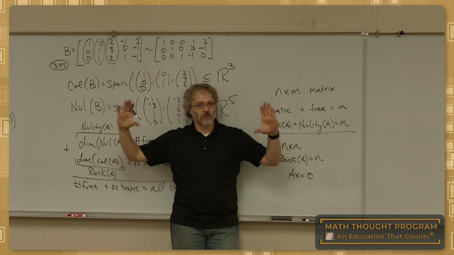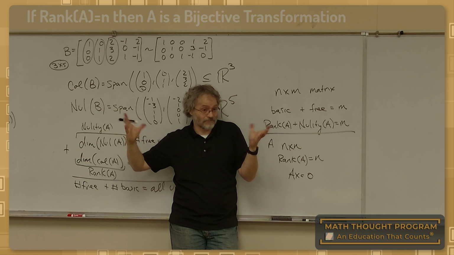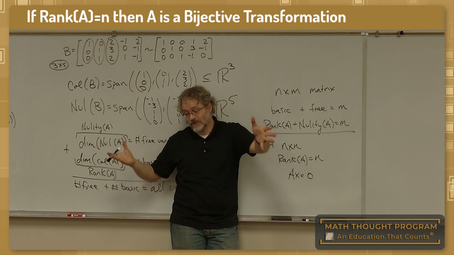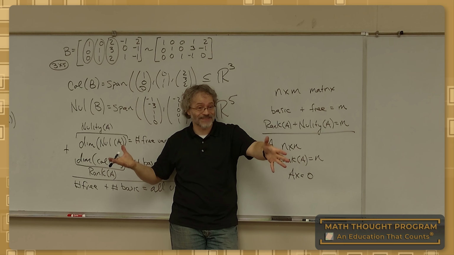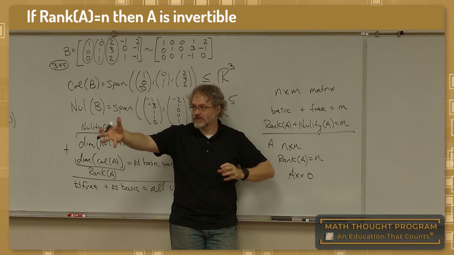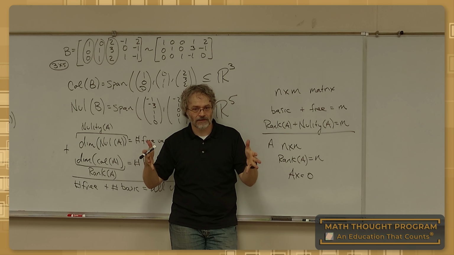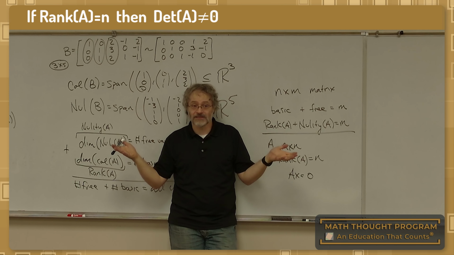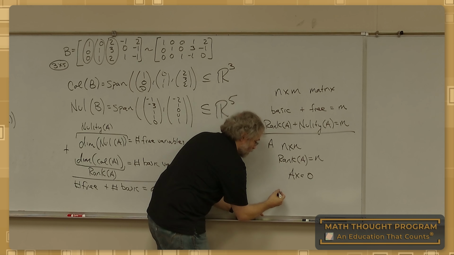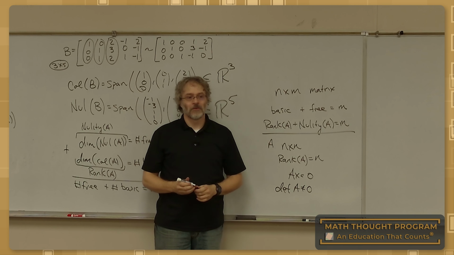So if you have a mapping that's one-to-one and onto, in other words, that's a bijective mapping, a one-to-one correspondence. And if you have a bijective mapping, that means the matrix is invertible. But if the matrix is invertible, what does it say about the determinant of the matrix? It's not 0. So if you have full rank, what it means is that determinant is not 0. Whoa.